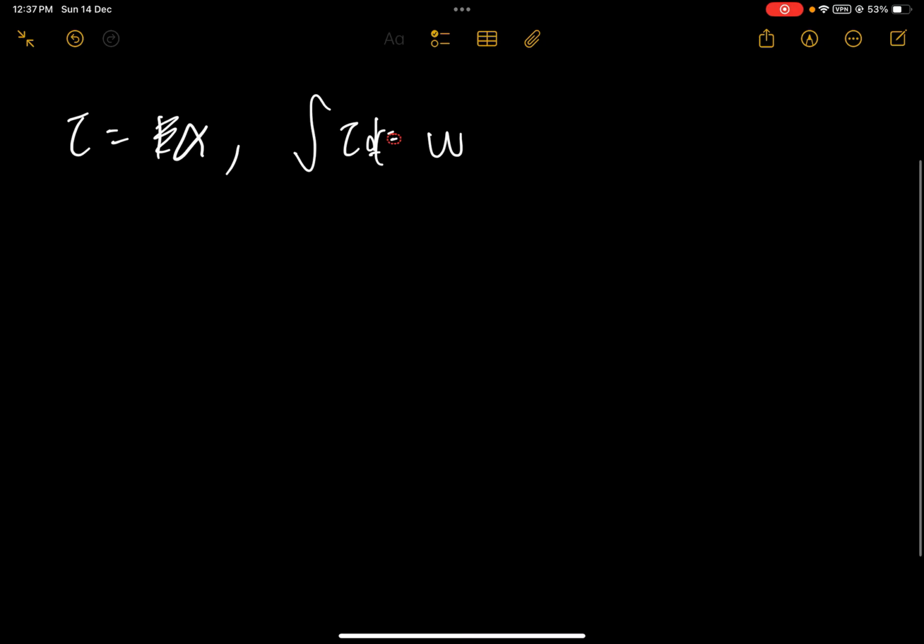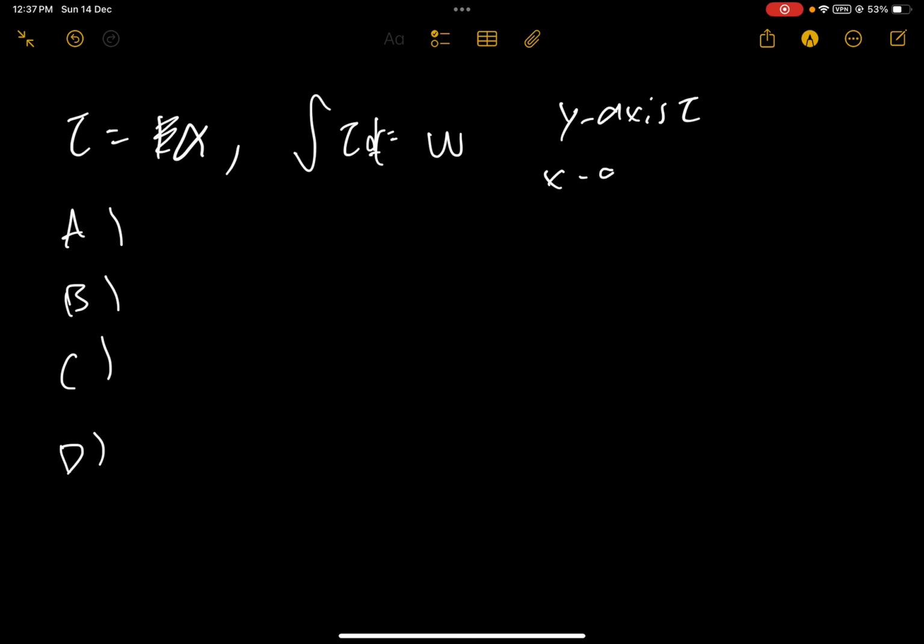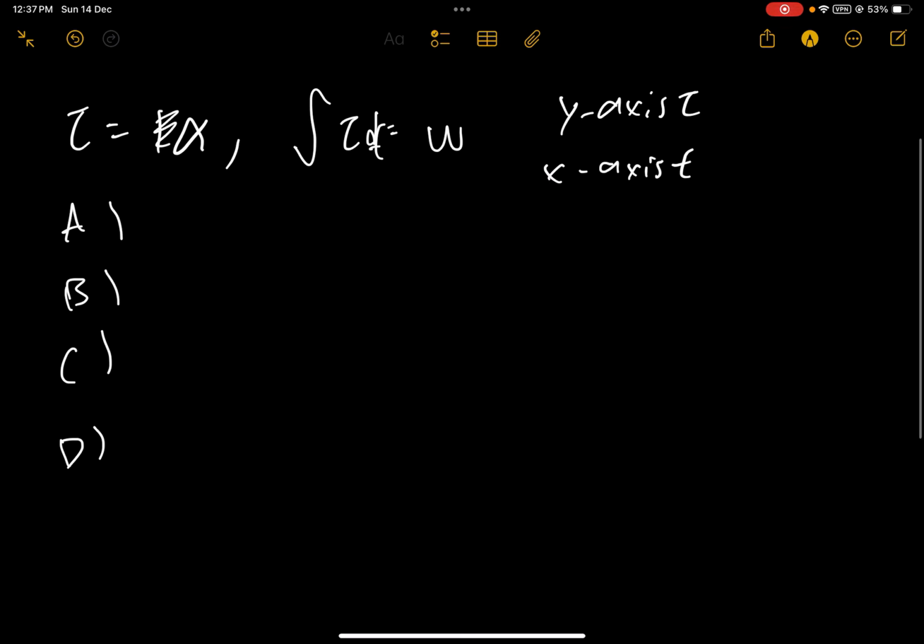Hence, if we look at the graphs A, B, C, and D, we have to find the areas under the curve for each one, because this is a graph with the y-axis as torque and the x-axis as time. That is why we can use this formula. If the x-axis was theta, we would not be able to use this formula.